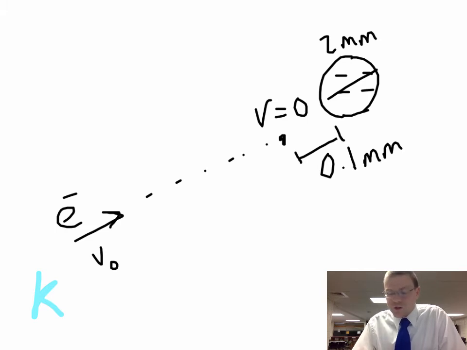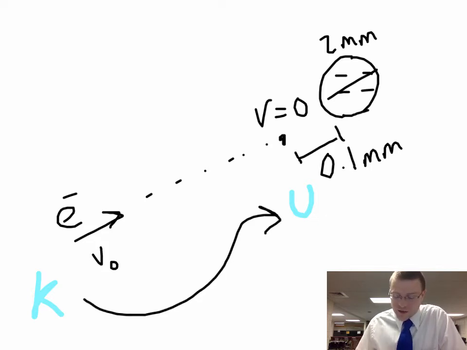So the kinetic energy has run out, which means there must be electric potential energy there. So if that's the case, what we can say is that all the kinetic energy turns into electric potential energy. And the goal is to find that initial speed. So let's set that up.